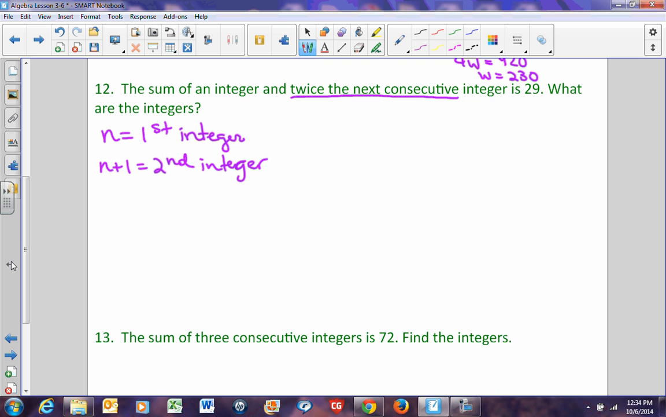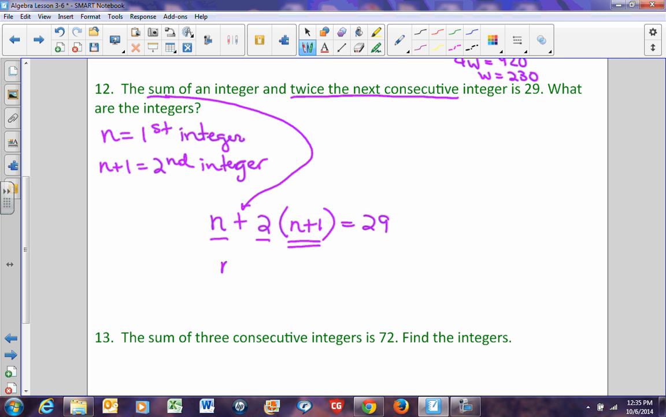It says the sum of an integer, n, and twice the next consecutive, 2 times the next consecutive, which is n plus 1. It needs to be in parentheses, otherwise when we multiply it by 2, we're not going to multiply all parts of it by 2, is equal to 29. We just simply read directly off of this. Sum means add, of my integer and twice the next consecutive integer is 29. So now we can simplify. n plus 2n plus 2, because we should distribute this, equals 29.